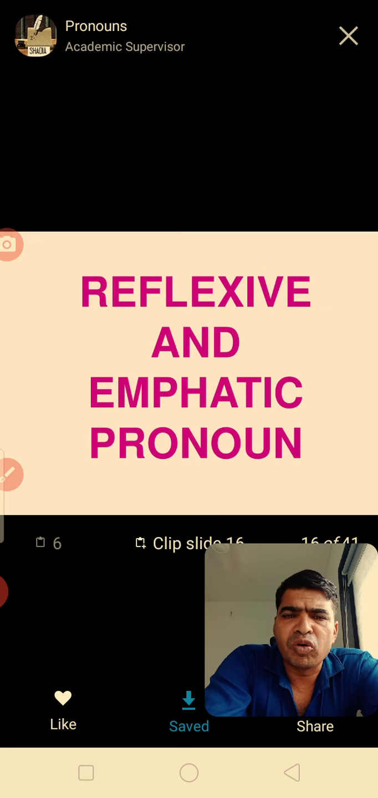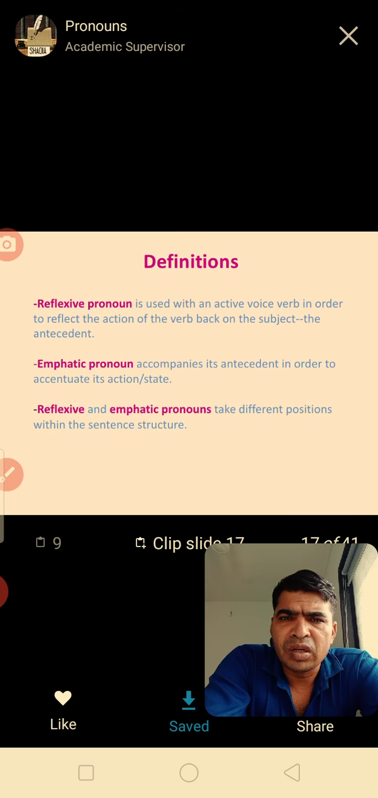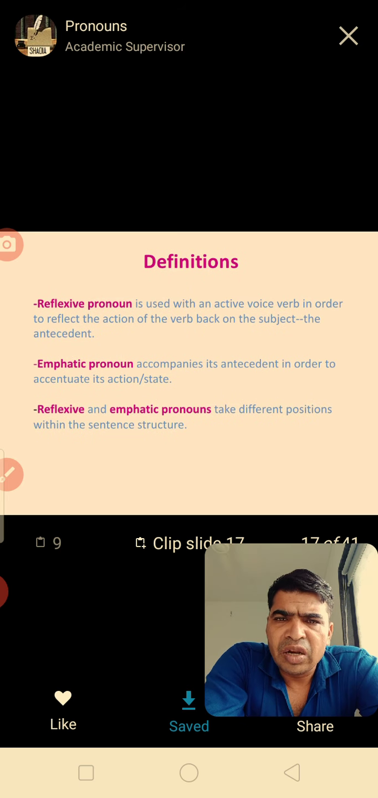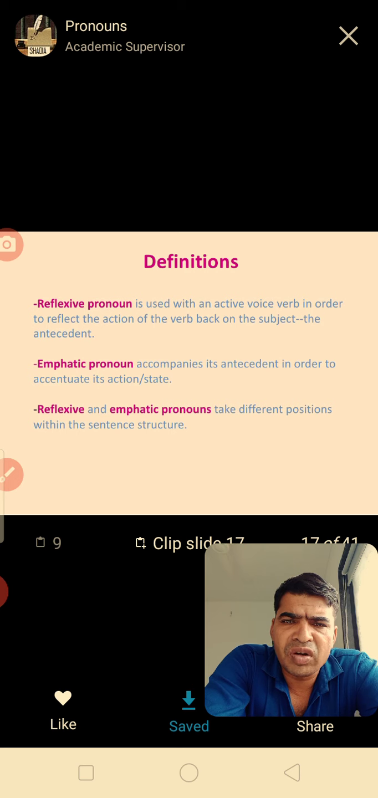Reflexive and emphatic pronouns. Definition: a reflexive pronoun is used with an active voice verb in order to reflect the action of the verb back on the subject, the antecedent. An emphatic pronoun accompanies its antecedent in order to accentuate its action. Reflexive and emphatic pronouns take different positions within the sentence structure.